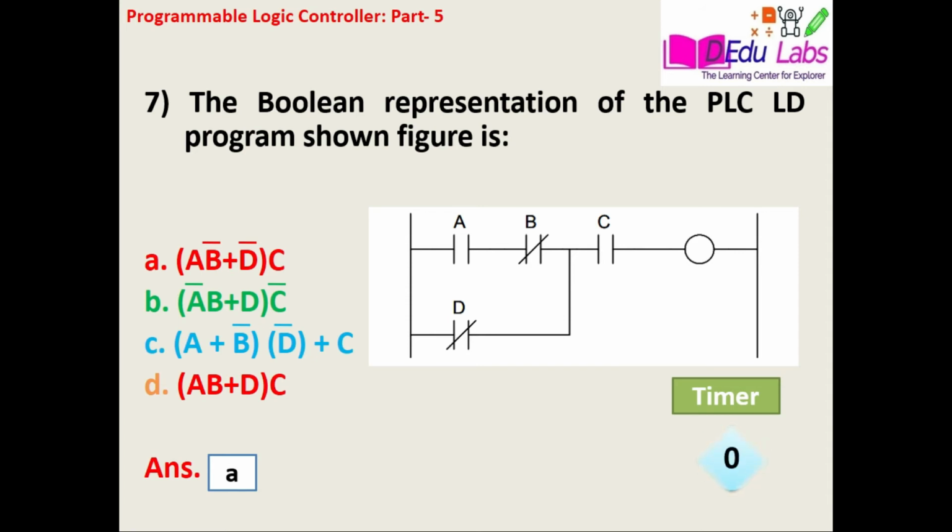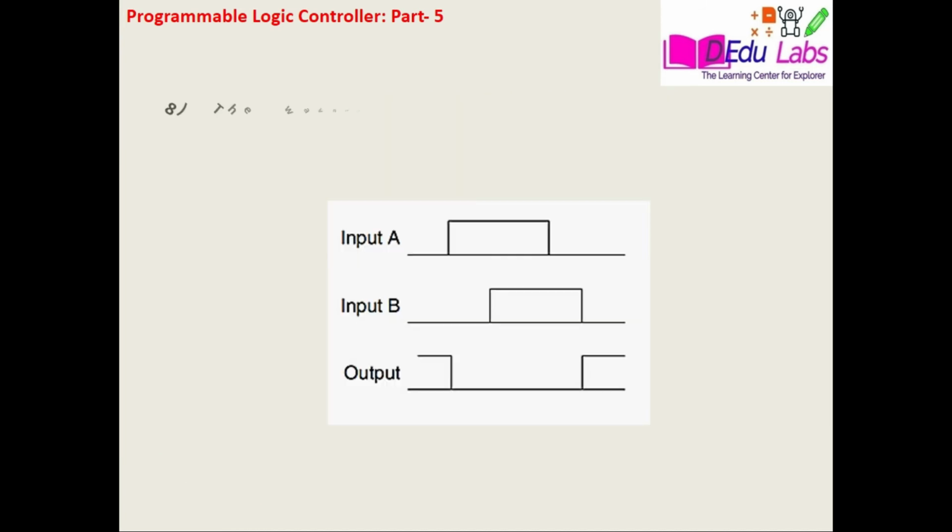So here A and B are connected in series and that is connected in parallel to D, but here B is normally closed. So overall in that case A into B bar plus D bar, and the whole output is connected in series with C. So here the final answer is in bracket A into B bar plus D bar bracket over into C. So option number A.